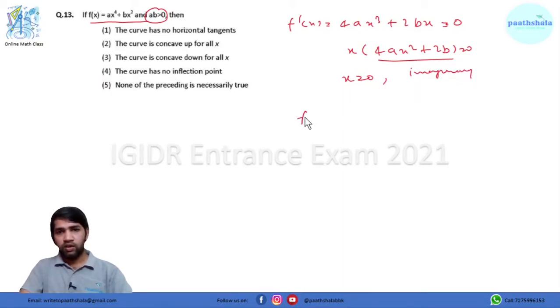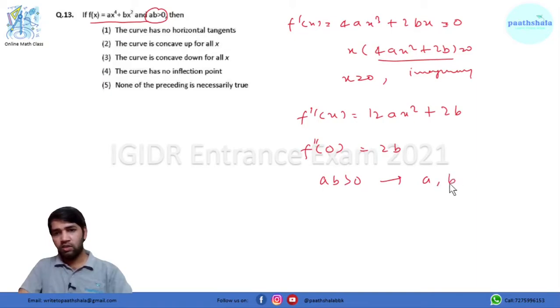Now find the second derivative. So second derivative will come out to be 12ax square plus 2b. Now if I put f double dash 0, so we will get 2b. Look at this condition. This condition is ab is greater than 0. So in this case, a and b either both will be positive or a and b both will be negative. Okay, so suppose if I take b as positive, so suppose b is positive, so in that case we will get f double dash 0 is greater than 0.